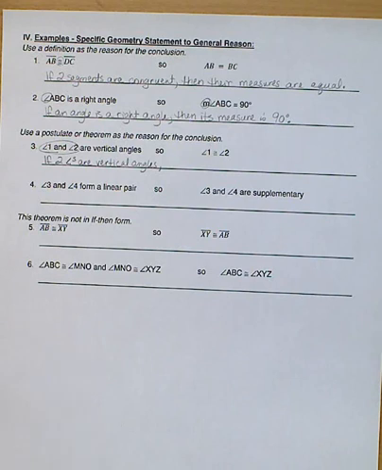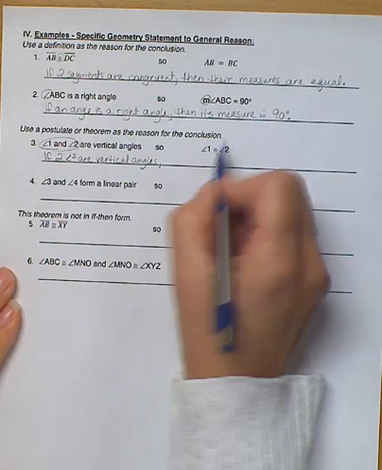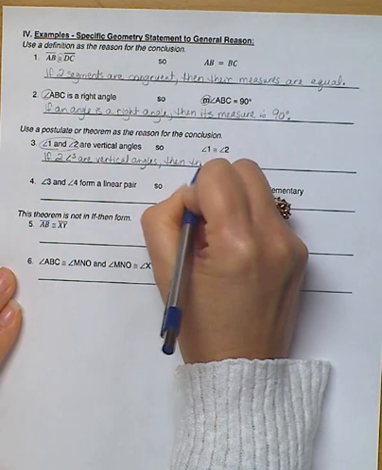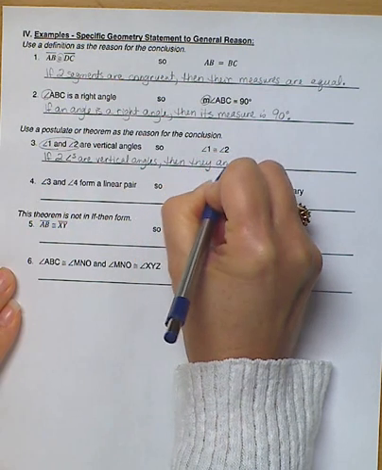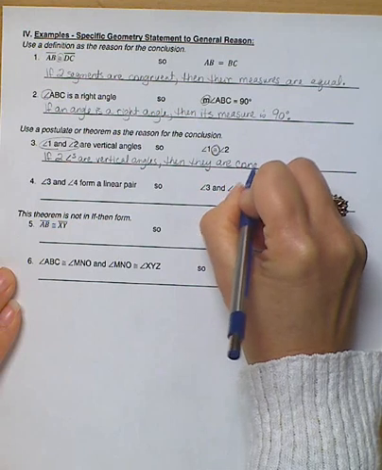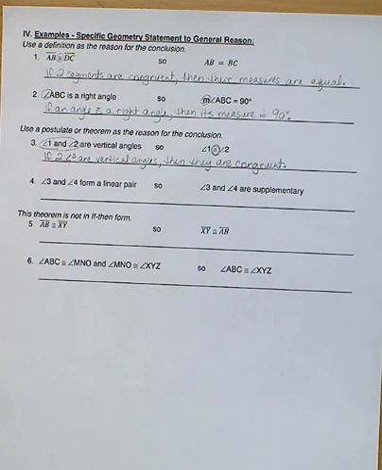Then they are, what's the symbol? Congruent. And if you wanted to use the symbol instead of write the word congruent, you could do that. So if 2 angles are vertical angles, then they are congruent. And that's a theorem that we learned back in chapter 1. Okay, number 4.